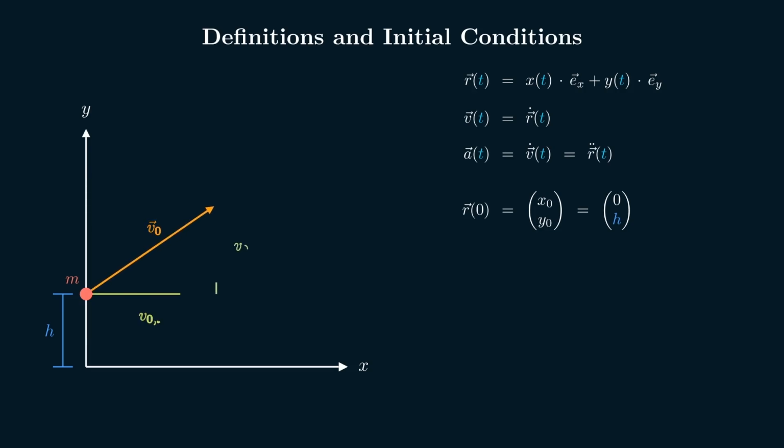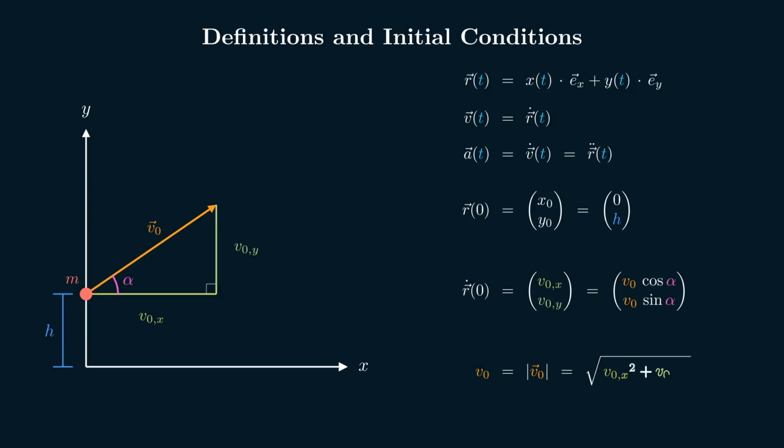The projectile is launched with an initial velocity v0 at an angle alpha. We call the x component of v0 v0x and the y component v0y. Because this forms a right-angled triangle, we can write the components in terms of the magnitude of the vector v0 and the angle alpha. v0x equals v0 cosine alpha and v0y equals v0 sine alpha. Conversely, we obtain the magnitude of v0 from Pythagoras' theorem. We have defined the initial conditions.